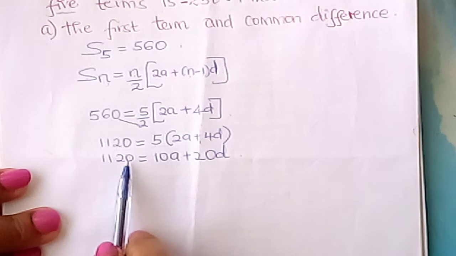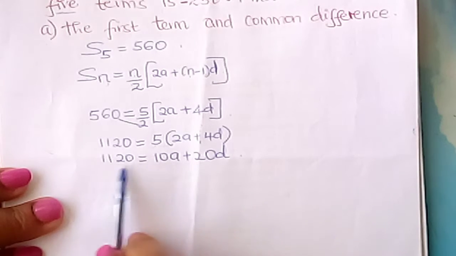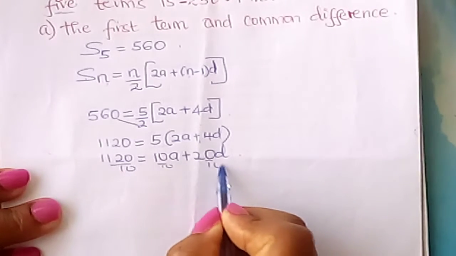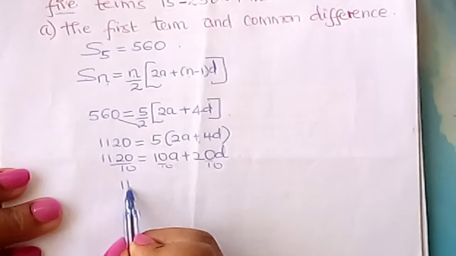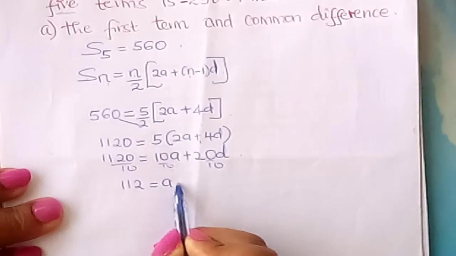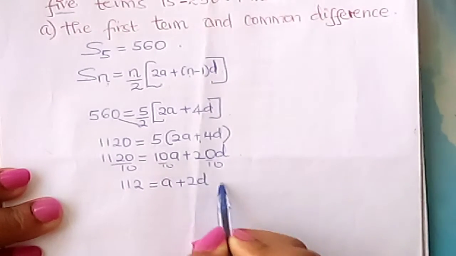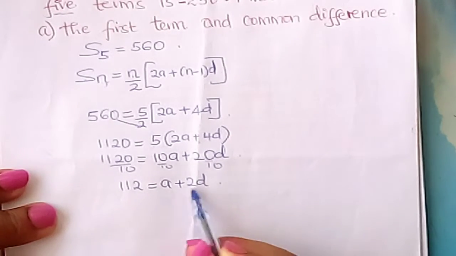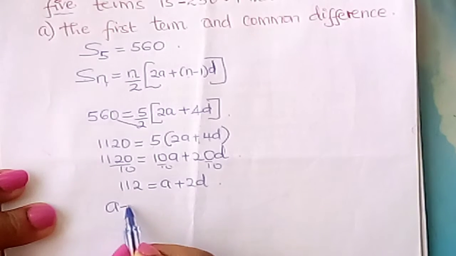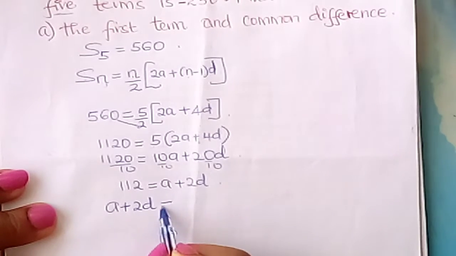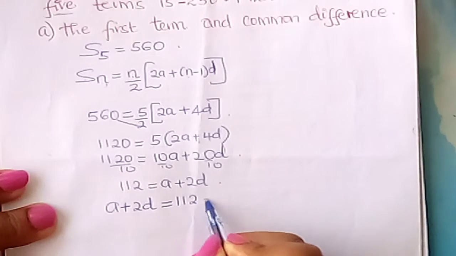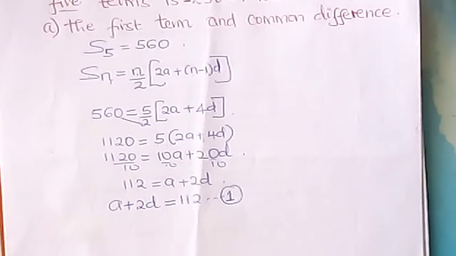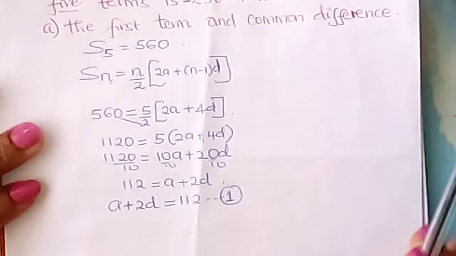Simplify it, learner, because it is possible to divide through with a common factor. Divide by 10, divide by 10, divide by 10. This simplifies to 112 equals a plus 2d. So we have a simpler equation here, which we can write as a plus 2d equals 112. Let that be equation 1, learner. There we are. We continue.